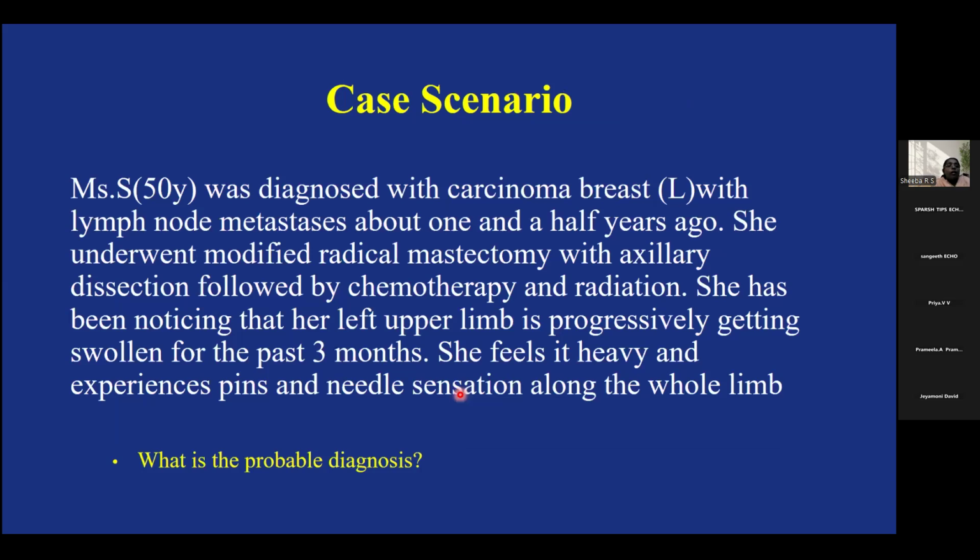So this is the case scenario. Mrs. X, 50 years old, was diagnosed with carcinoma breast left with lymph node metastasis about 1.5 years ago. She underwent modified radical mastectomy with axillary dissection, followed by chemotherapy and radiation. She has been noticing that her left upper limb is progressively getting swollen for the past 3 months. She feels it heavy and experiences pins and needles sensation along the whole limb. What is the probable diagnosis? What is the diagnosis here? Anybody?